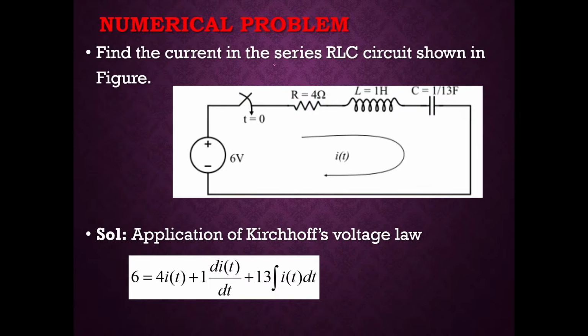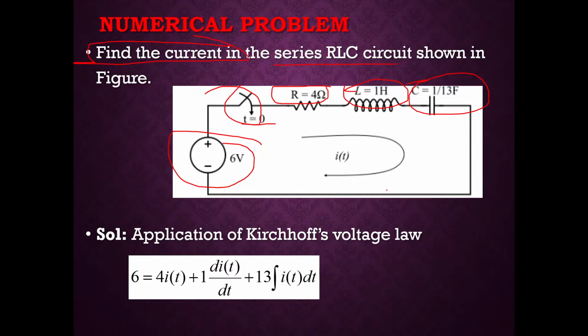It's a series RLC circuit. We have to find the current, which means we have to determine the response. The diagram is given. The source voltage is 6 volts. A switch is there, and the switch will close at t equal to 0. The resistance value is 4 ohms, inductance 1 henry and capacitance 1 by 13 farad.